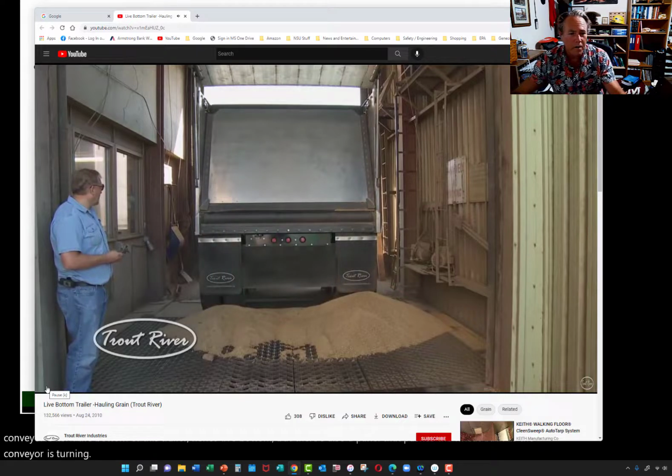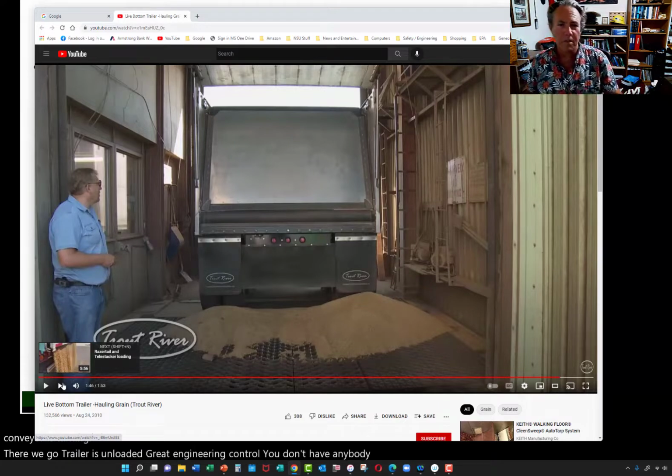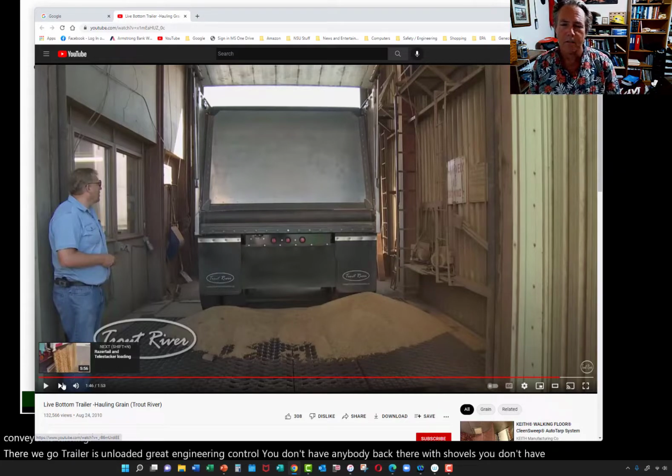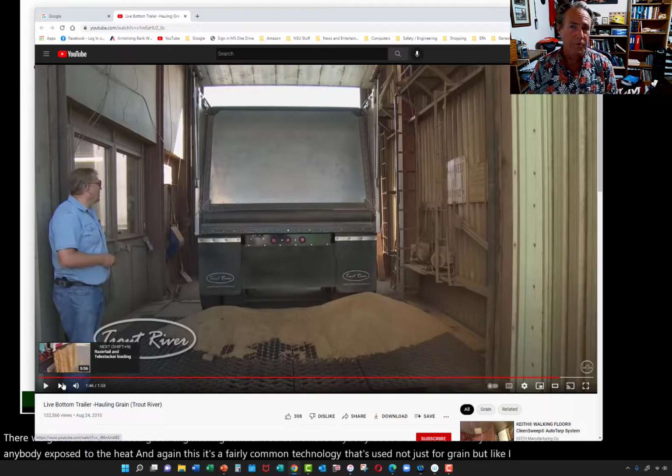There we go. Trailer is unloaded. Great engineering control. You don't have anybody back there with shovels. You don't have anybody exposed to the heat. And again, it's a fairly common technology that's used, not just for grain, but like I mentioned before, the asphalt industry.